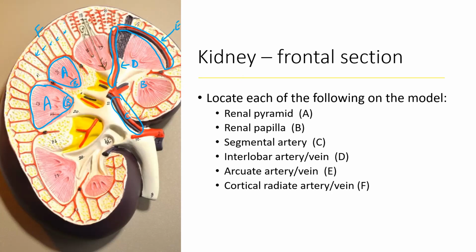Okay. Now, just to tell you a little bit more detail, the sideway ones, the ones that are going perpendicular to these cortical radiate arteries, those are the afferent arterioles. And the little ball here, those balls are the glomerulus. Okay. So that's the kidney.